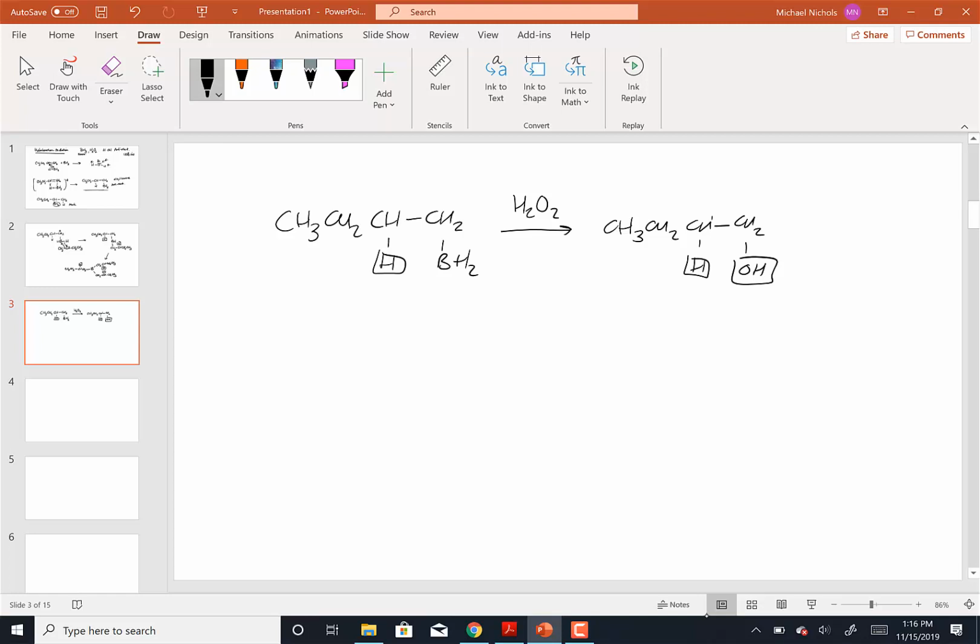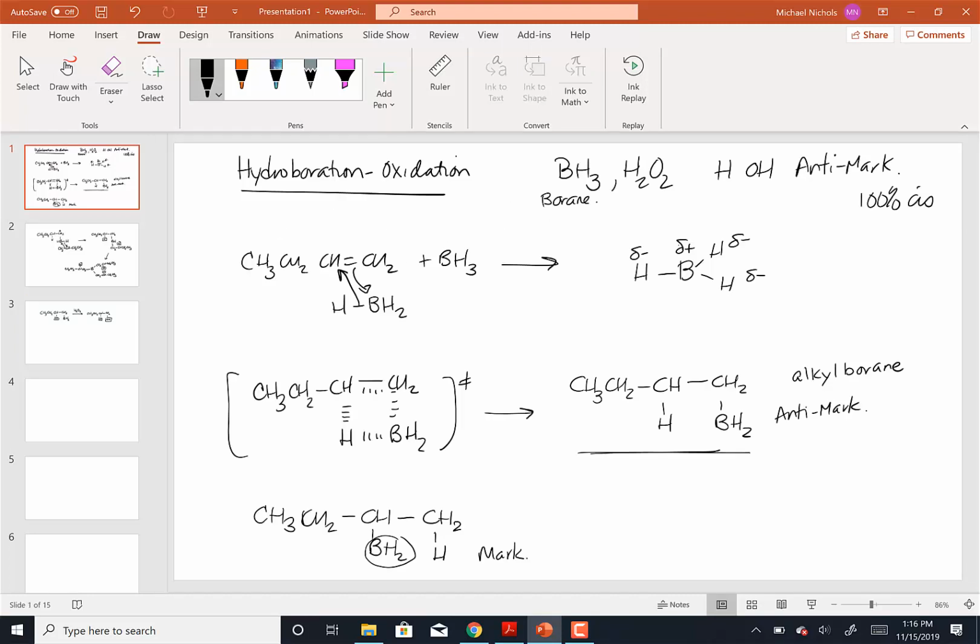So just going back, you said you added the boron to the least substituted carbon in the double bond? Yes. You're looking at only the two carbons. Right, I'm looking at the two carbons that were involved in the double bond. The boron goes on the carbon that is least substituted.